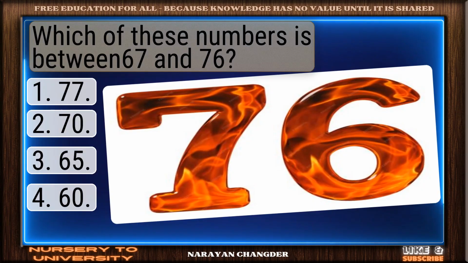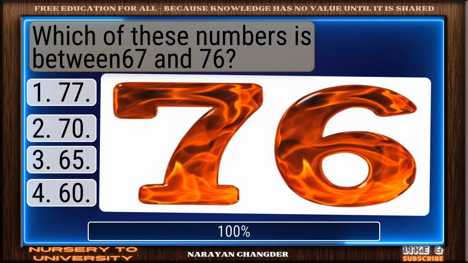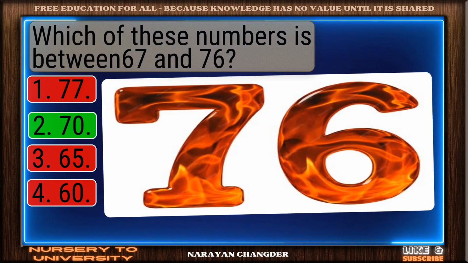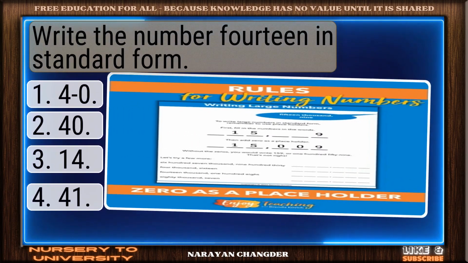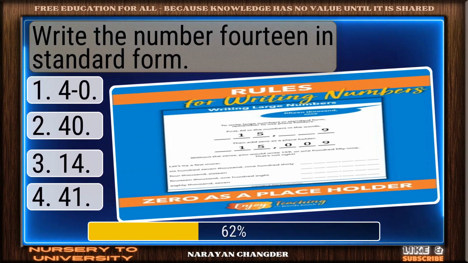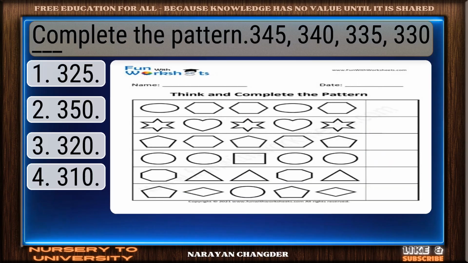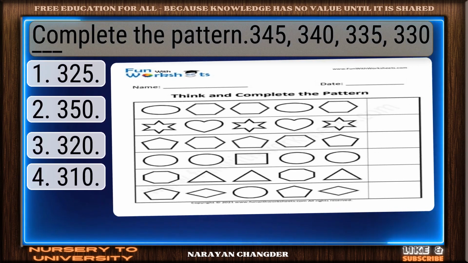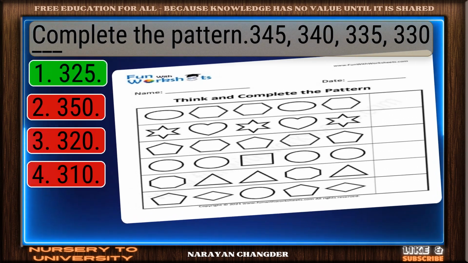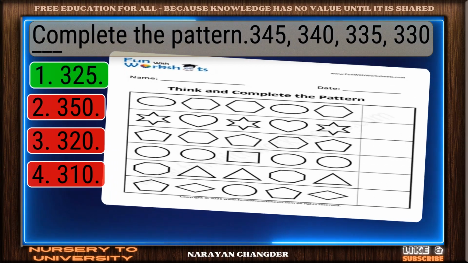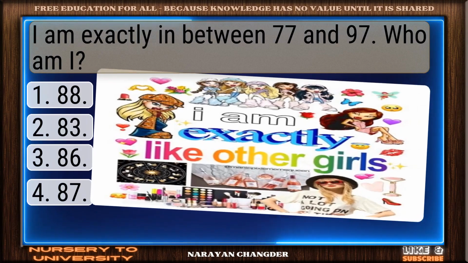Which of these numbers is between 67 and 76? On track. 70 is the correct answer. Write the number 14 in standard form. You're right. 14 is the correct answer. Pattern: 345, 340, 335, 330, dash. Great job. 325 is the accurate answer. I am exactly in between 77 and 97. Who am I?